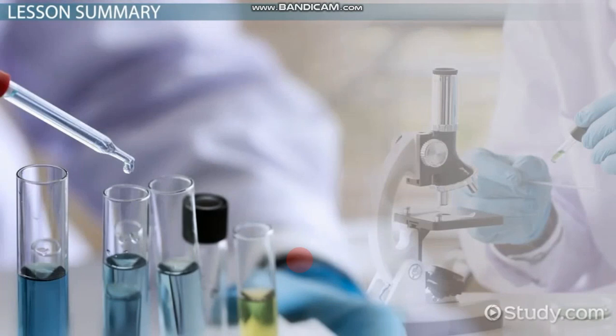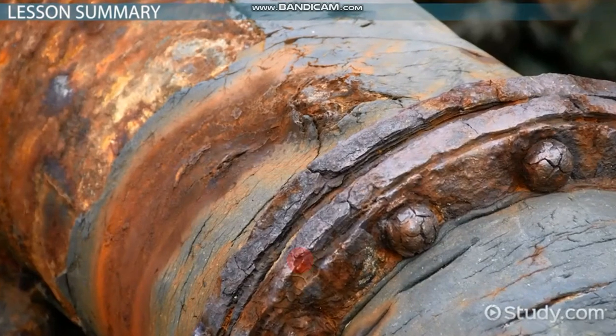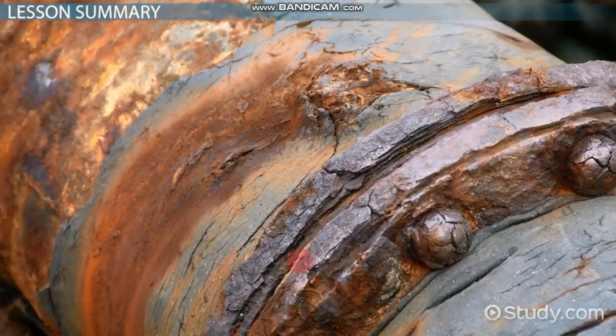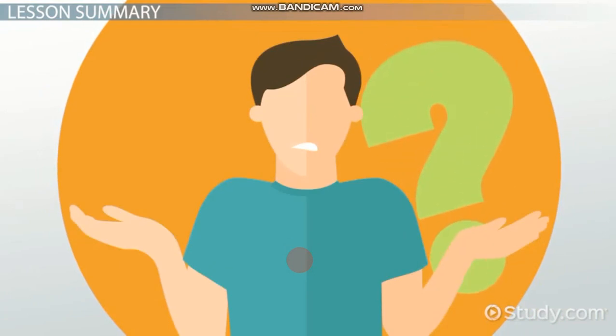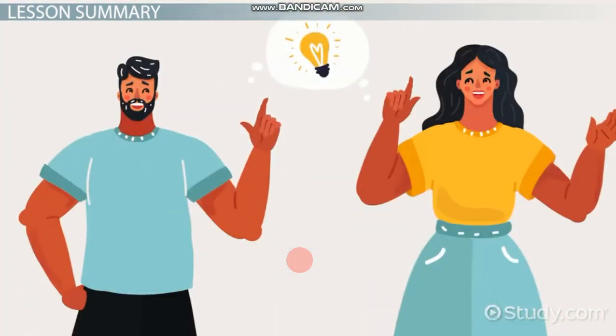We then learned that less reactive metals react with acids and oxygen, but not water. Hydrogen bubbles are generated with the reaction with dilute acids, and corrosion is observed with the reaction with oxygen. And finally, we learned that the least reactive metals only react with oxygen. Evidence that this type of reaction occurs is a thin layer of oxidation that can be observed on the metal.